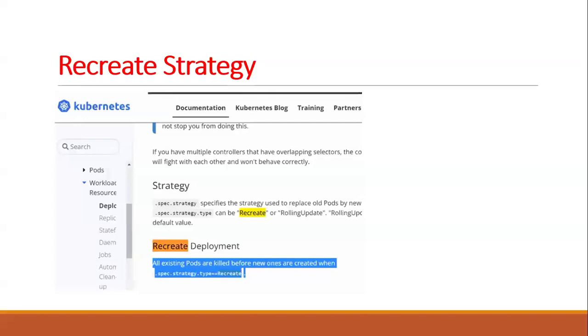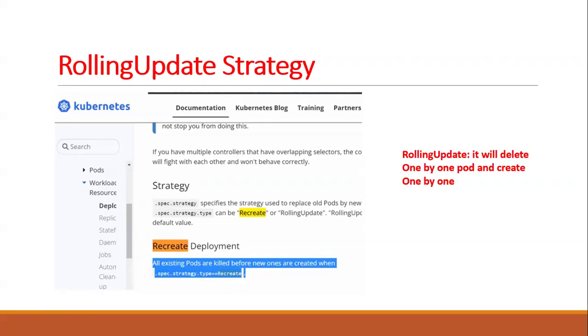So what is the recreate strategy? In the Kubernetes official documentation, all existing pods are killed before new ones are created. Rolling update means it will delete pods one by one and create them one by one. Understood, guys? So that's the recreate strategy and the rolling update strategy.